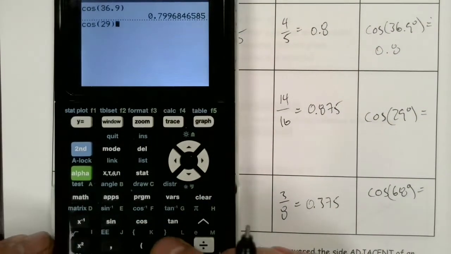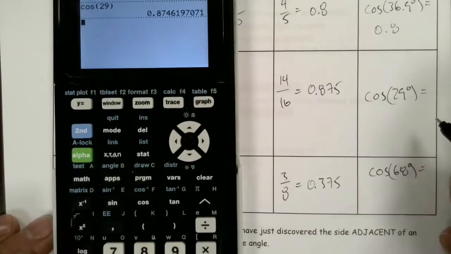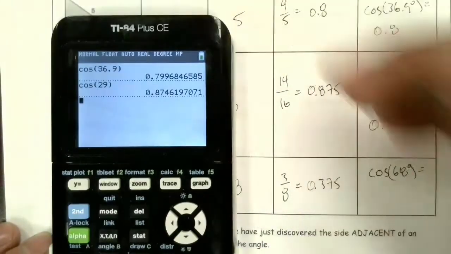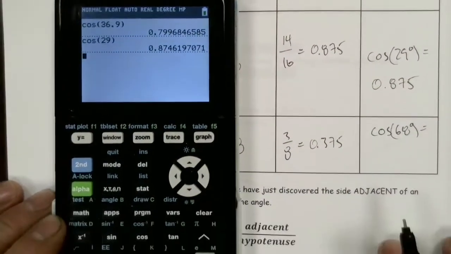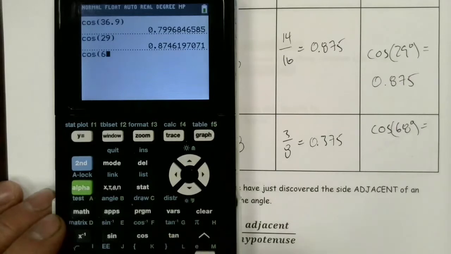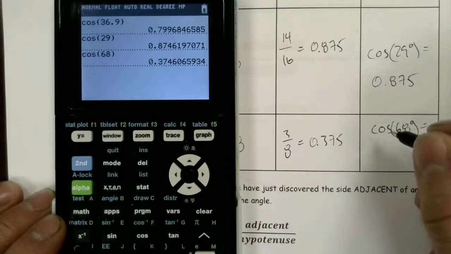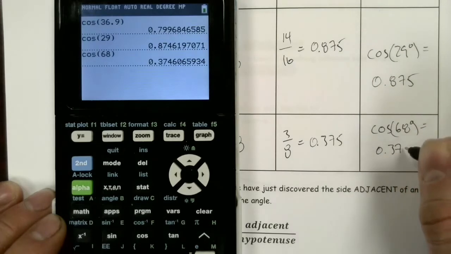Cosine of 29. If I round that to the nearest thousandth spot, and I push that up there, 0.875. This is remarkably close here. And then cosine of 68, and again, to the nearest thousandth spot, is 0.375.